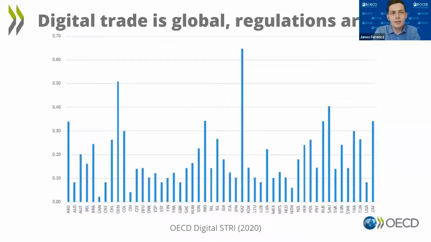Now, what does the digital STRI tell us? I just want to share 3 brief messages. Firstly, what it tells us is that digital trade, while it's global, the regulations that govern it are not. As you can see here, the regulatory landscape looks very fragmented across countries. And the gap between the country with the lowest level of regulatory barriers, so the lowest indicator, and the country that has the most stringent environment or the highest indicator, the gap between these two is really immense.